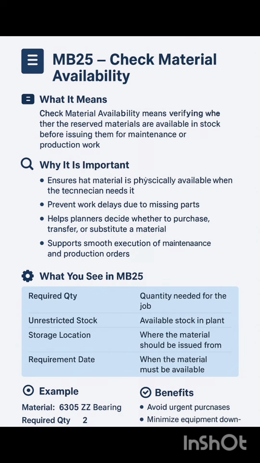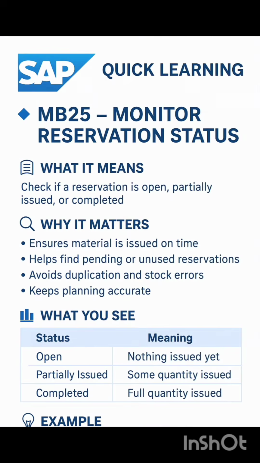For example, there is a material 6305ZZ bearing. Its required quantity is 2. It has multiple benefits. Another use of MB25 is monitor reservation status.